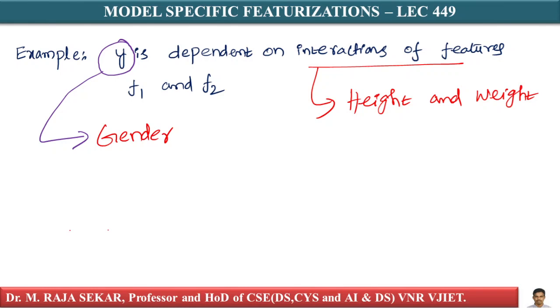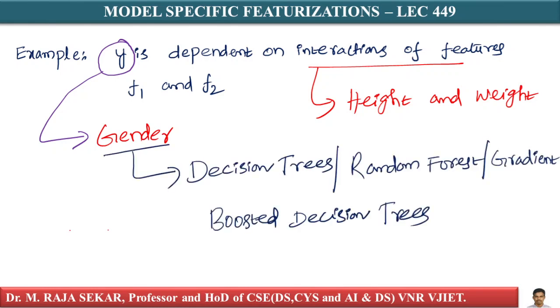But again, we also know that women behave differently from men, isn't it? When you know that there is an interaction between height and weight, and that interaction matters in predicting gender, it makes much more sense to use techniques like decision trees and related methods, like random forest and gradient boosted decision trees, in practice when interaction matters.